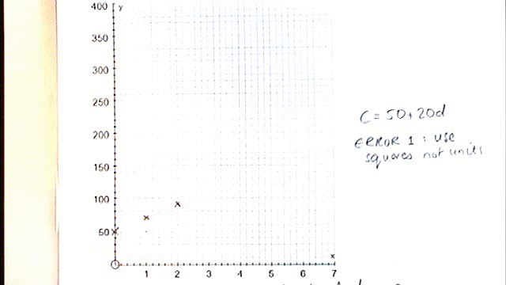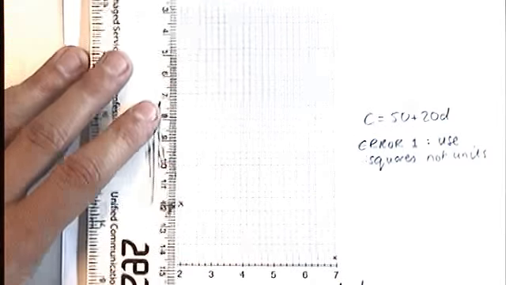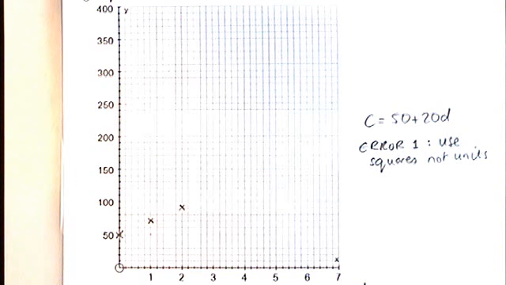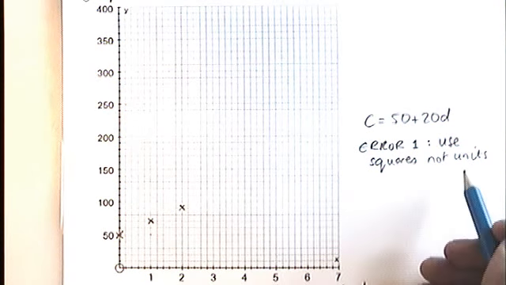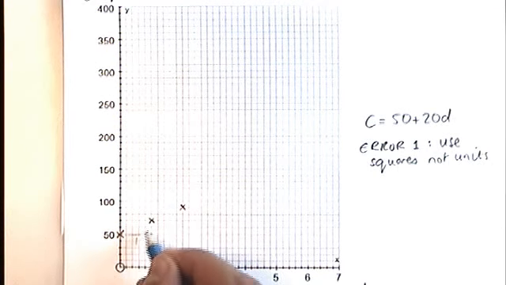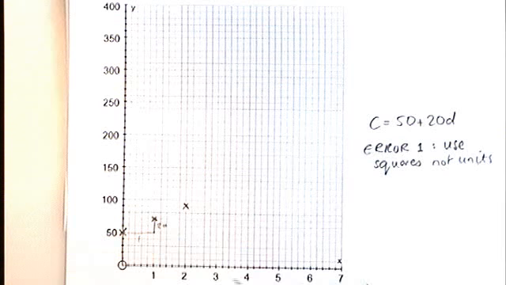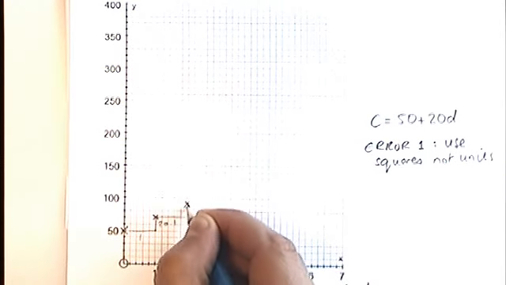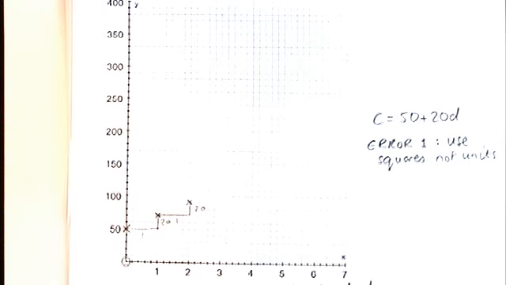If you're struggling to see the grid lines at this point, what you do is take your ruler and you just use your ruler to mark out where you're going to go. Okay, maybe even with a see-through ruler. So error number 1 would be to use squares, not units. I've avoided that. I've used units. So I've gone along 1 unit and up 20 units. Along 1 unit and up 20 units. So I'm getting my graph correct now.